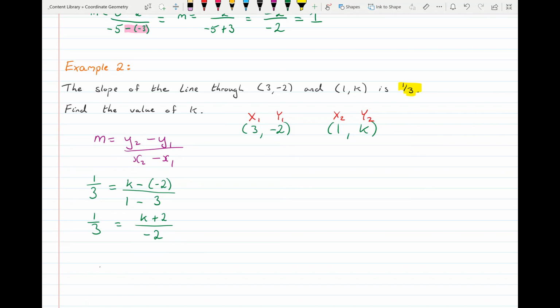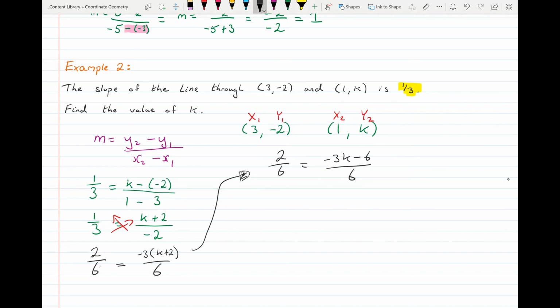We've got a fraction here, so what we're going to do is find the lowest common denominator and cross multiply. My lowest common denominator is going to be 6. So I'm going to have everything over 6. To turn 3 into 6, I need to multiply it by 2. So it's going to be 1 times 2 on the top of the first fraction. To turn negative 2 into 6, I need to multiply it by negative 3. So everything on the top over here needs to get multiplied by negative 3. I'm going to bring this up here. I have 2 over 6 equals negative 3k negative 6, multiplying into the bracket.